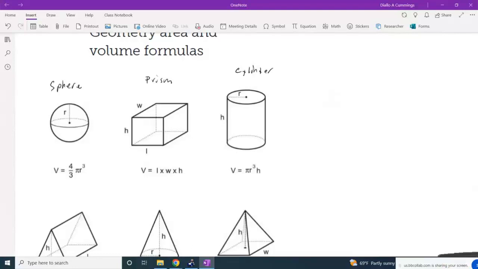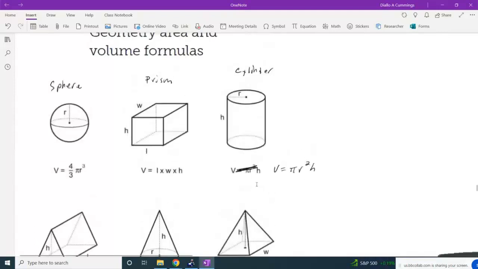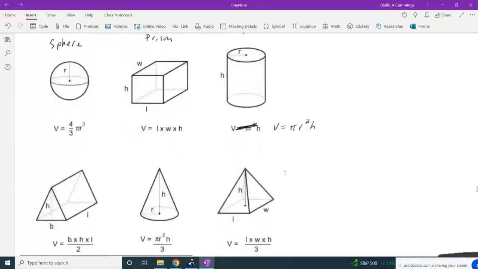and the volume of the cylinder is pi times the radius, that should be the radius squared. The volume is equal to pi times the radius squared times the height. All right, and that's for a cylinder. So I'm going to have to find a different formula sheet. That's not the right formula. All right, so the volume of a cylinder is pi times r squared times the height.